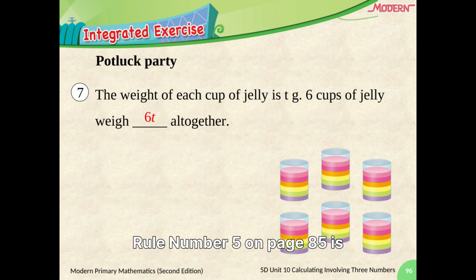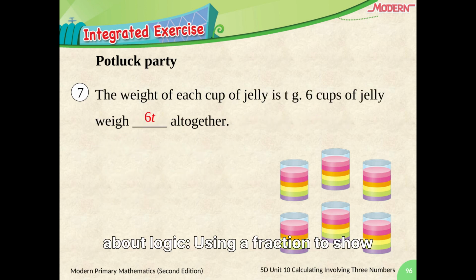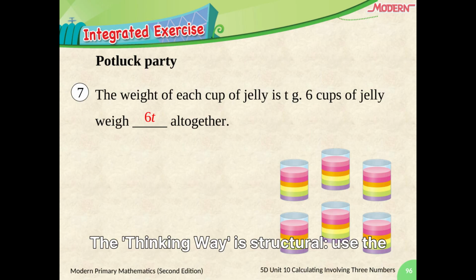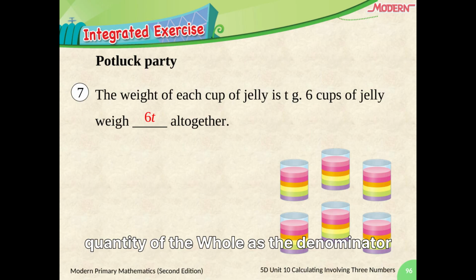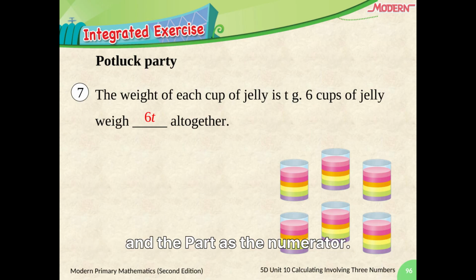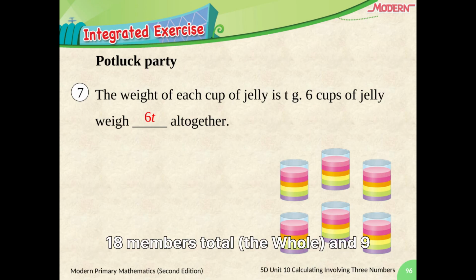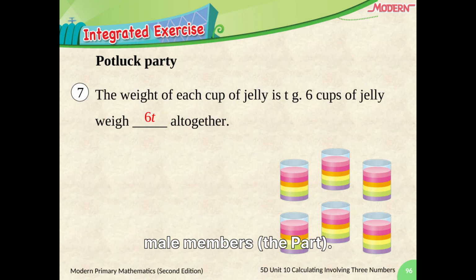Rule number 5 on page 85 is about logic, using a fraction to show a part of a whole. The thinking way is structural. Use the quantity of the whole as the denominator and the part as the numerator. Look at the table tennis team example again. 18 members total, the whole, and 9 male members, the part. 9 over 18 simplifies to 1/2. This rule is the absolute foundation of all word problems.